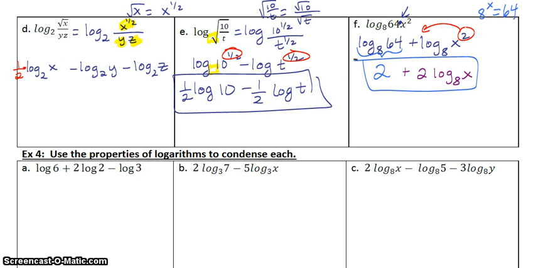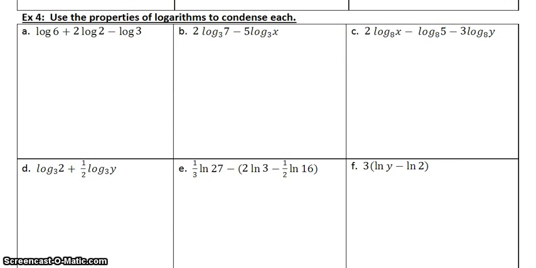Alright, pause, make sure you got that down, write down questions. Let's look at example 4. And example 4 is basically the same thing, only we're going backwards. So now they're going to give it to you all written out. And our goal is to make it so that it's all together. So our goal is a single logarithm.